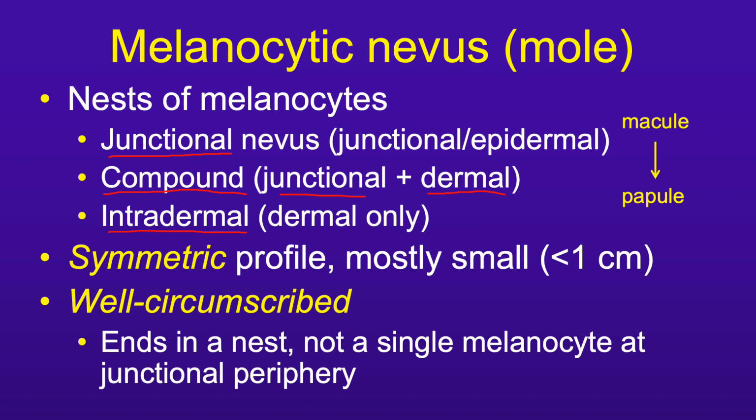General rules for melanocytic nevi are that they have a symmetric profile. Most of them tend to be small, although we know that there are medium and large giant congenital nevi. And overall, for melanocytic nevus, in contrast to melanoma, we like to see well-circumscribed tumors. And microscopically, that usually means that at the periphery of the tumor, in the junctional component, it ends in a nest rather than single melanocytes.